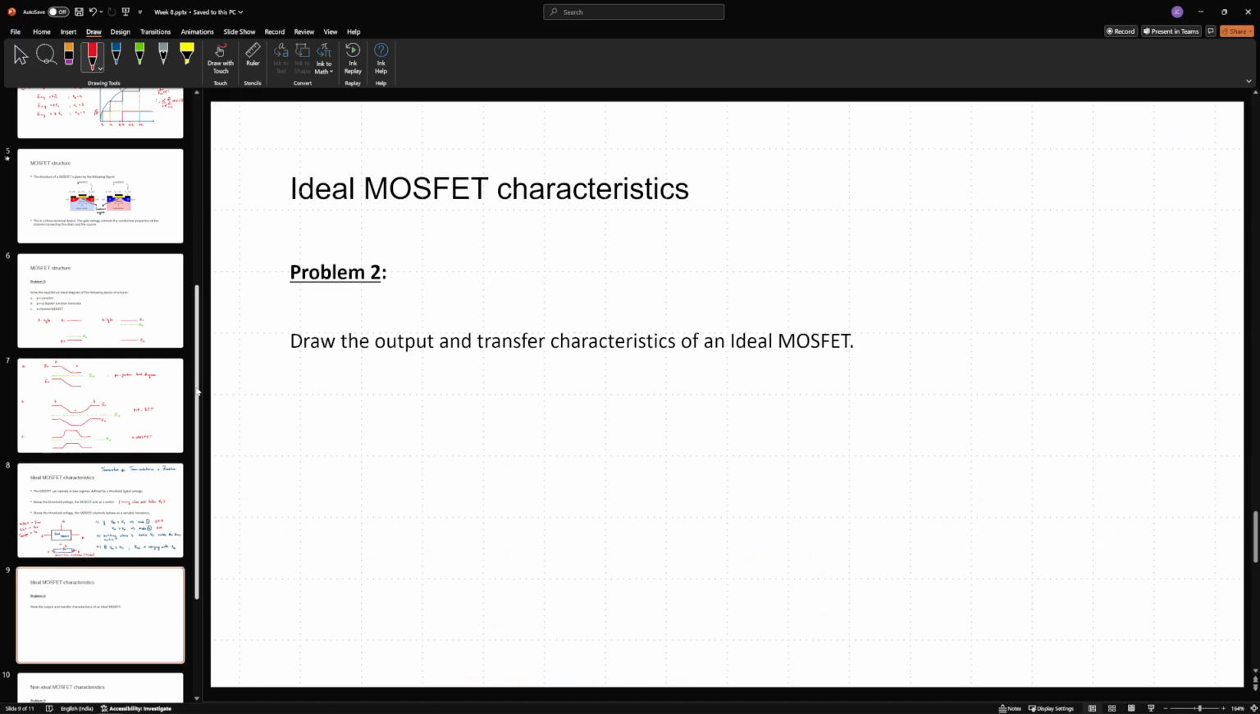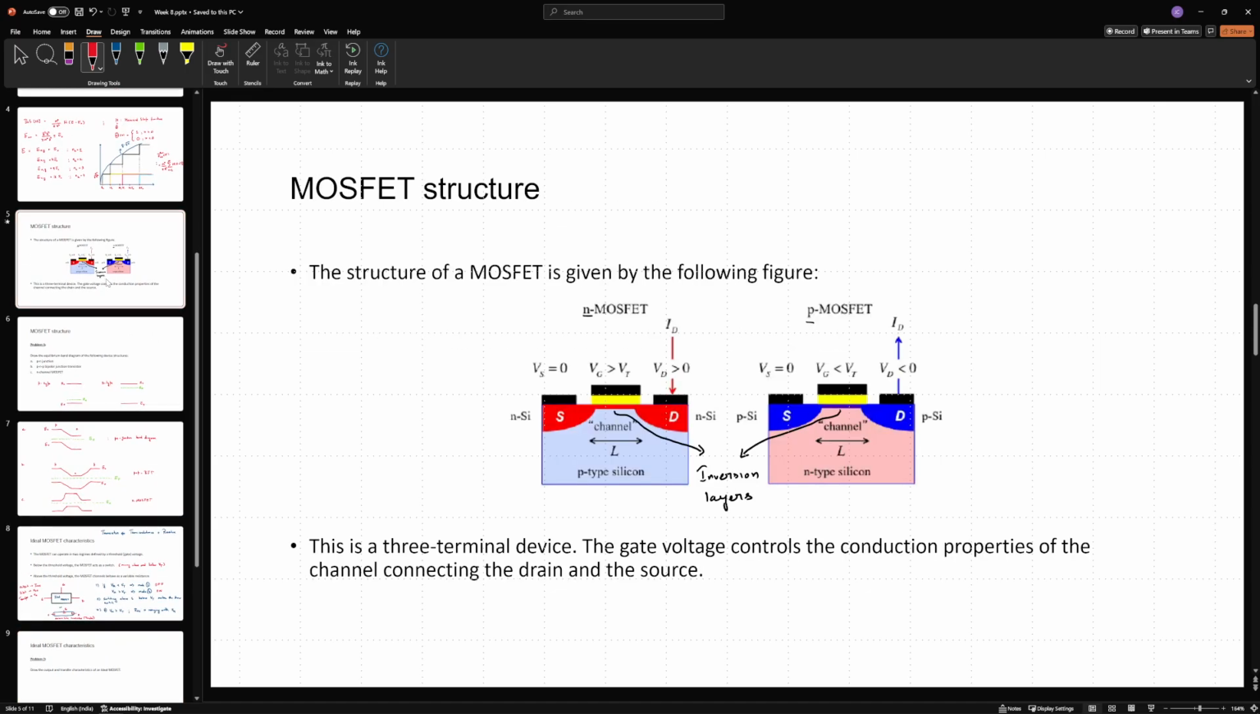So let me quickly go back here. So usually when I'm applying voltages here, what I do is, let me draw this mock-up of this diagram here for a second.